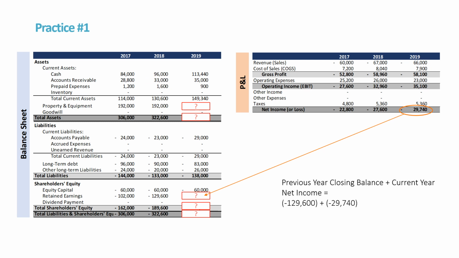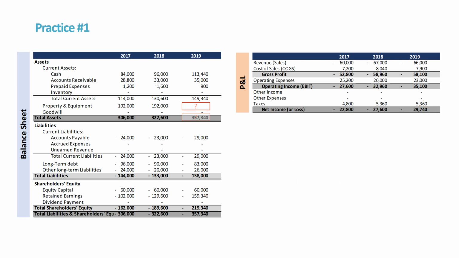Next, we can do the same calculation for 2019 to calculate retained earnings. And then total equity and liabilities. And then total assets. And finally, the property and equipment part, or PP&E.